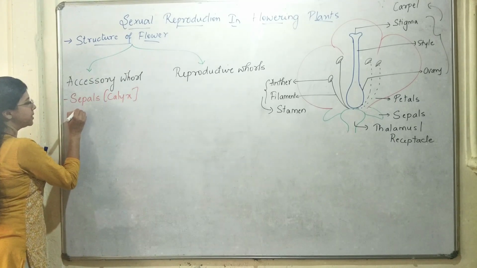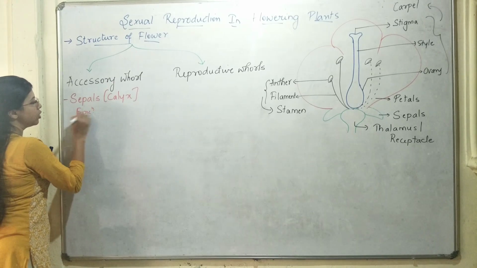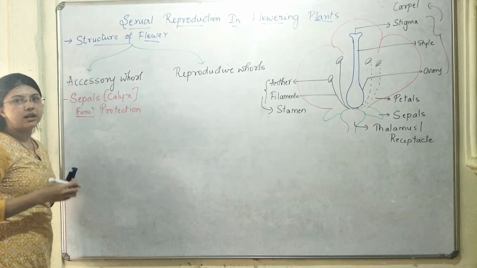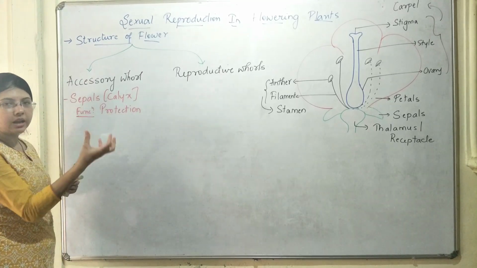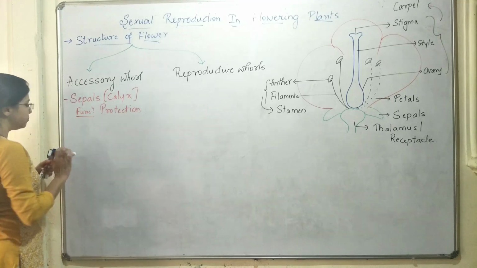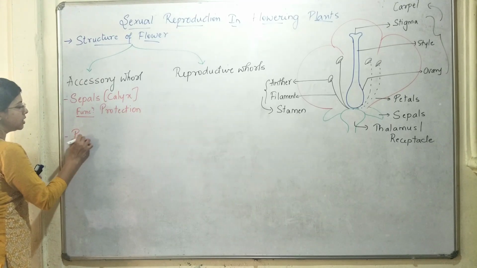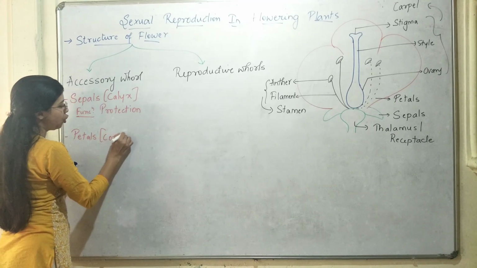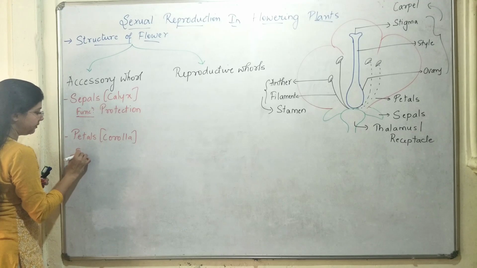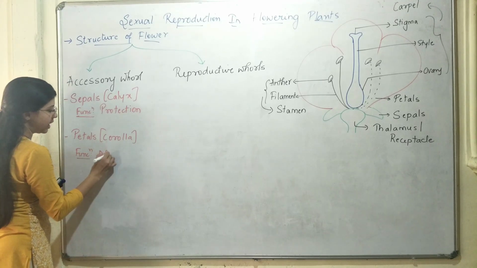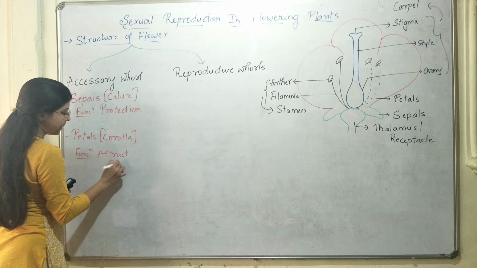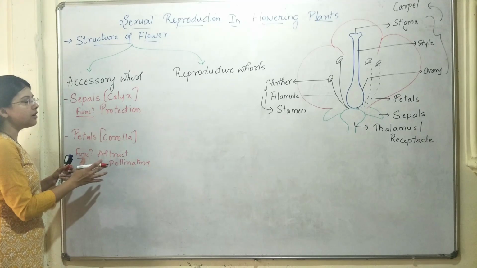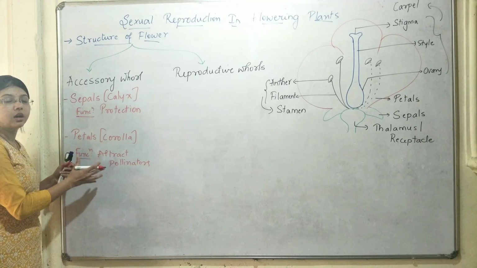The function of sepals is to protect the inner whorls. Whatever are the inner parts that are attached to the thalamus or the receptacle will be protected by the sepals. The second accessory whorl is the petals. Together, all can be called the corolla. The function of petals is to attract the pollinators. Petals are the colorful part of the flower, so their function is to attract the pollinators.